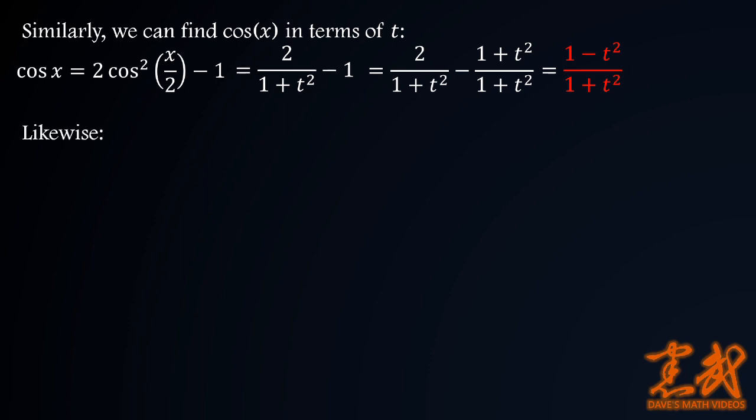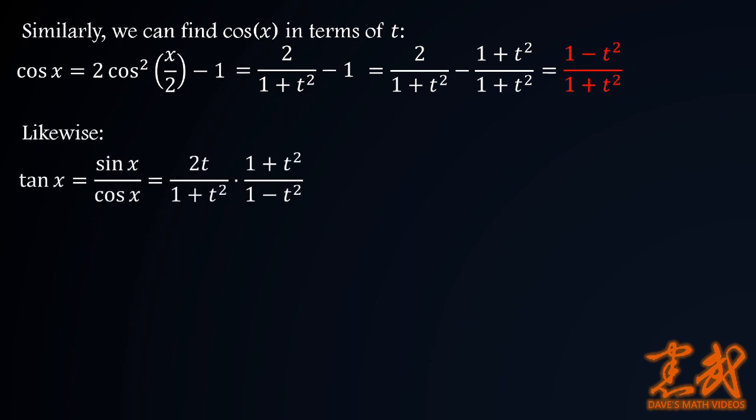Now that we have sine and cosine, we can find the tangent of x, which is equal to sine of x over the cosine of x, which is equal to 2t over 1 plus t squared times 1 plus t squared over 1 minus t squared. Doing this multiplication gives us 2t over 1 minus t squared.